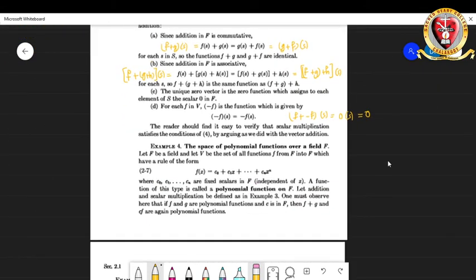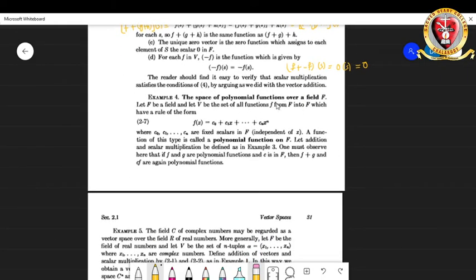And please do verify the 8 criteria. The next one is the space of all polynomial functions over a field F. So let F be a field and V be the set of all functions from F to F which have a rule of the form. So you have a field F fixed, and V is the set of all functions from F to F. That means the coefficients are coming from F, okay, which have the rule of the normal polynomial form like this.